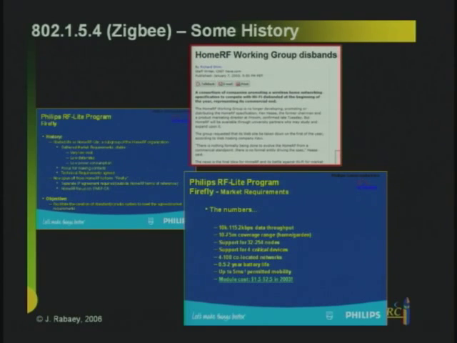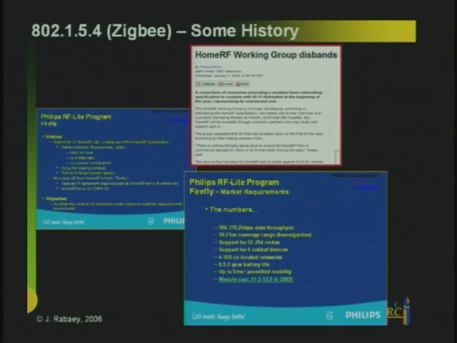Now, HomeRF never materialized, and at some point, I think in 2001, the HomeRF working group was disbanded. People figured out that was the end. The standard was written, everything was done, but nobody ever built any parts. However, it refused to die. There was another group, especially within Philips, that created a program called HomeRF Lite. It was a lightweight version.